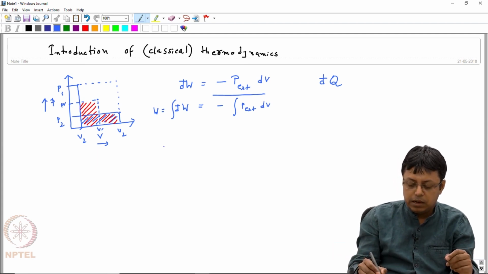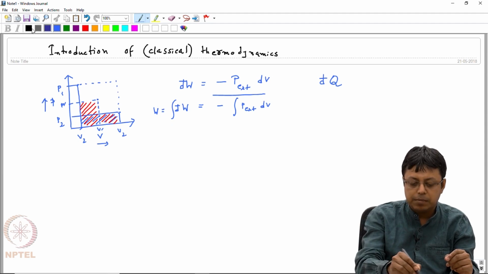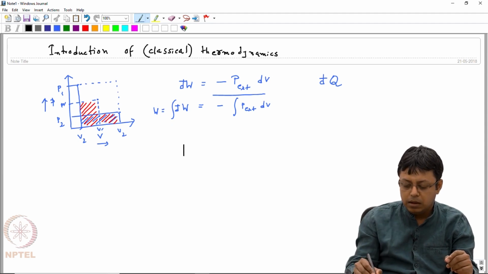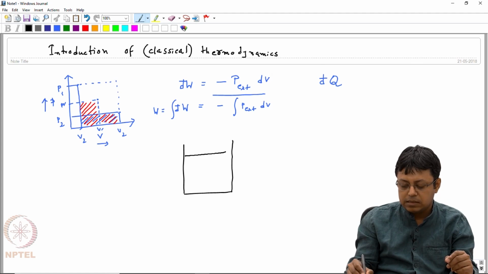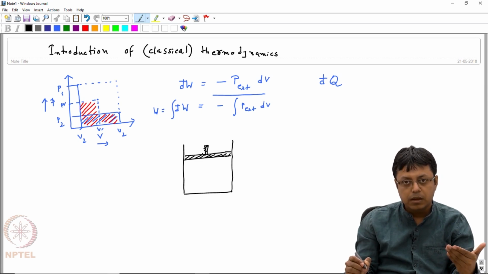Now you can think that our classic example for work done on the system is actually gas which is confined in a cylinder, and on one side we have a movable piston which is frictionless and massless, so that the movement of the piston does not actually cause any dissipation of energy.